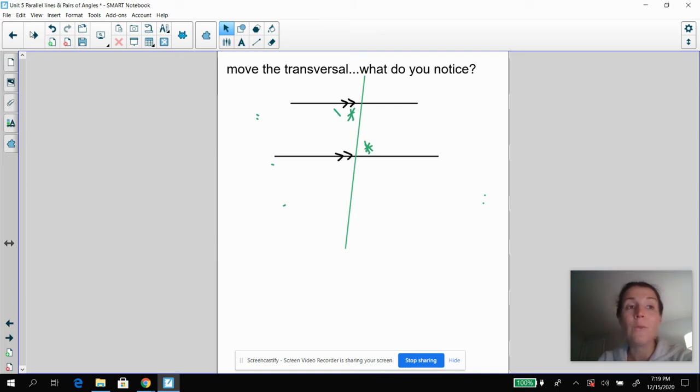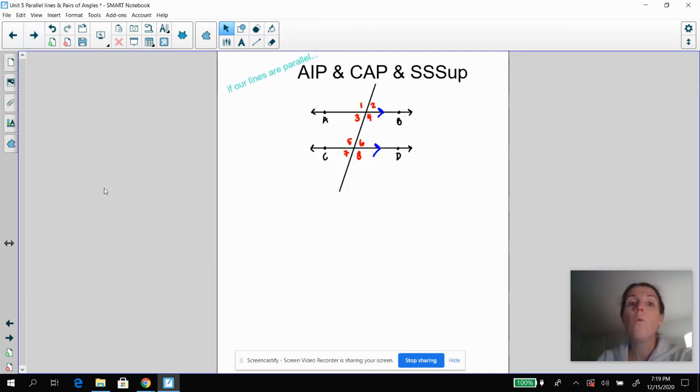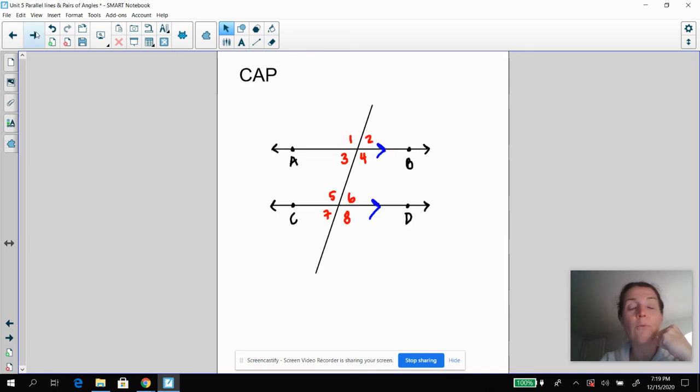So this is something that is really, really important. When our lines are parallel, a really cool association happens between our alternate interior angles, our corresponding angles, and our same side interior angles. And those associations are postulates, and they are called AIP, CAP, and SUP. We will get there in a second. So let's start off with CAP. This is what we call the corresponding angle postulate.